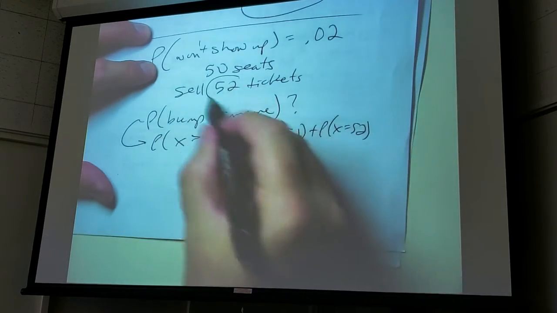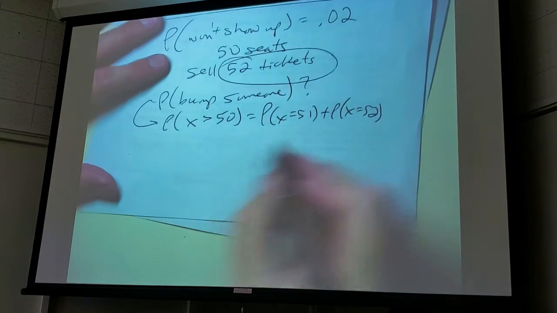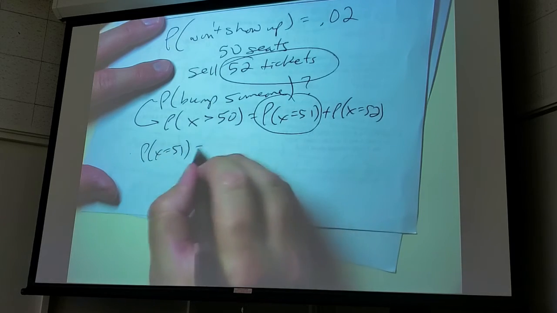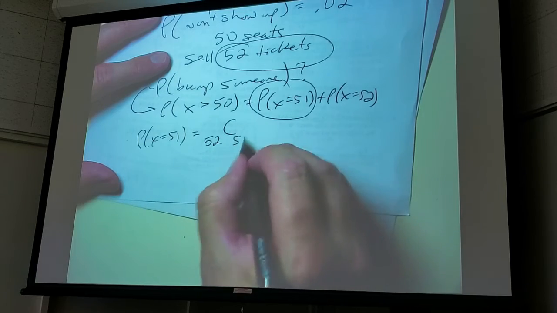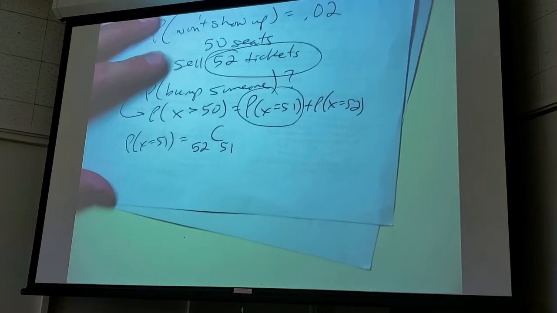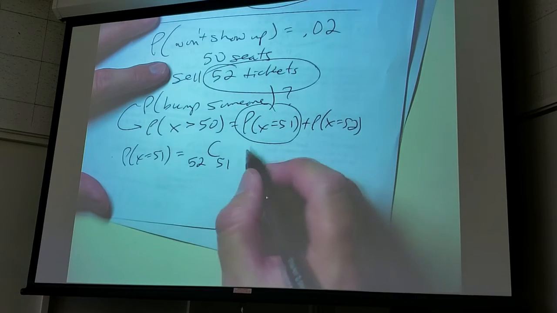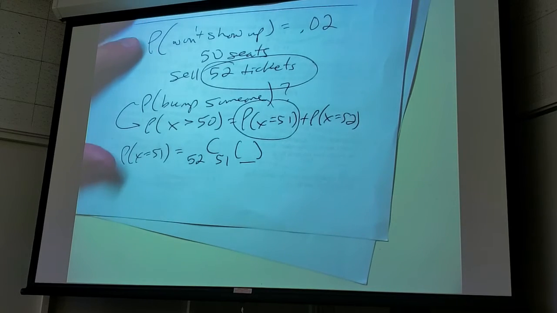So I got 52 people, right? We sold 52 tickets. So let's look at this one first. It'll be 52 people, choose 51 to show up. Now this is a little bit evil. What goes here, you gotta be a little careful.